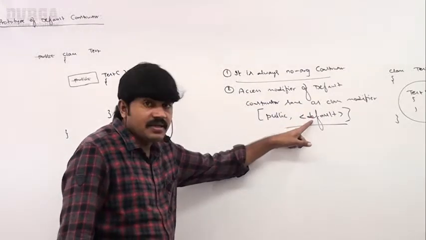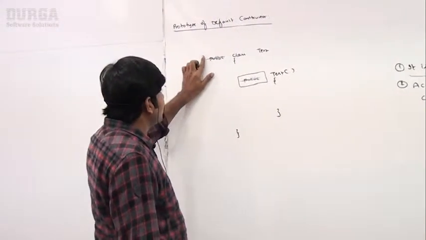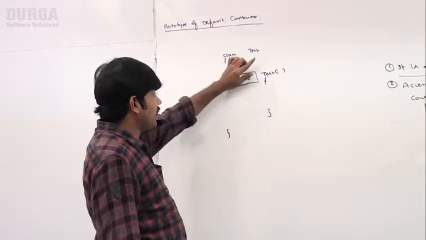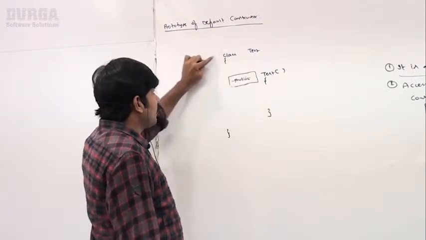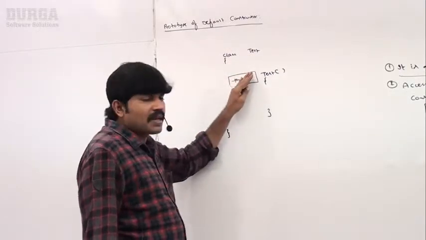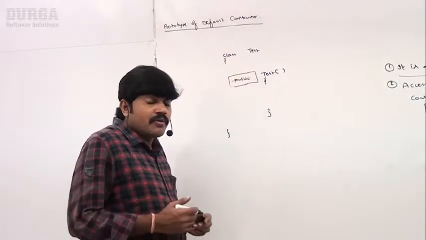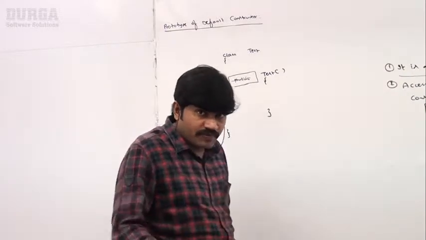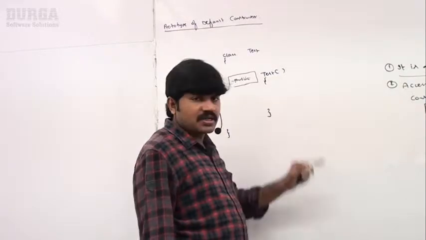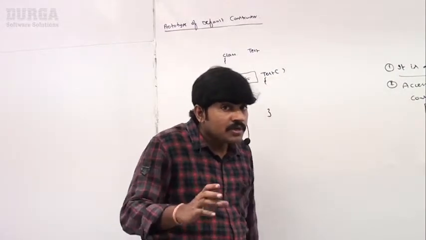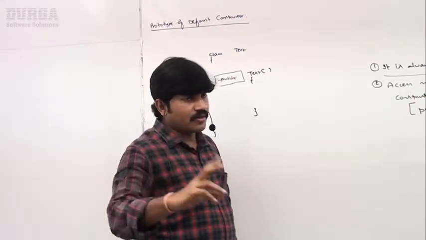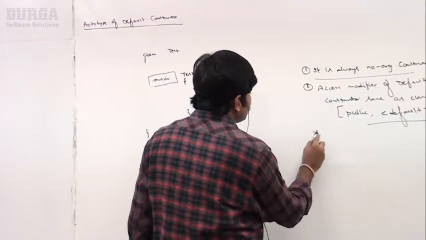What is the reason for that? A top level class cannot be private, and a top level class cannot be protected. That's why private and protected are meaningless, because you can't declare a top level class as private or protected. Terms like final and static are not applicable here. So the default constructor access modifier is the same as the class modifier. If the class is public, the default constructor is also public. If the class is default, the constructor is also default. Is it clear for all of you? That's the second rule.